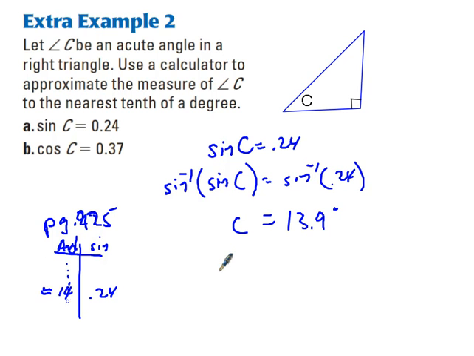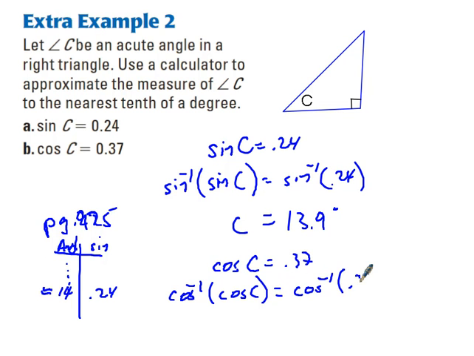We can do the same thing with the cosine here. Cosine of C is equal to 0.37. Now if I take the cosine inverse of this, I, of course, will get the same angle of 13.9 degrees.